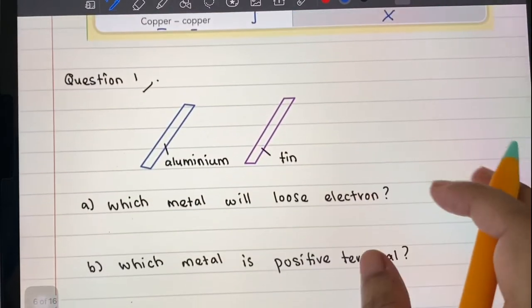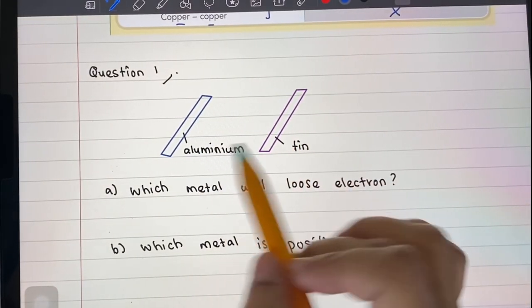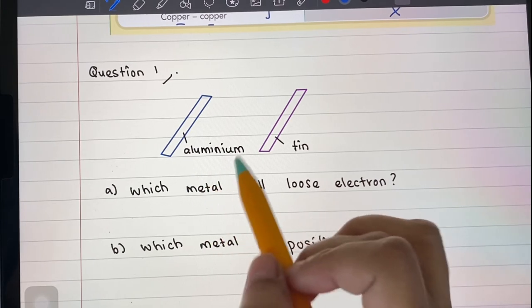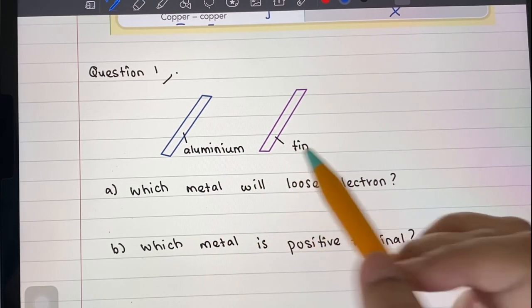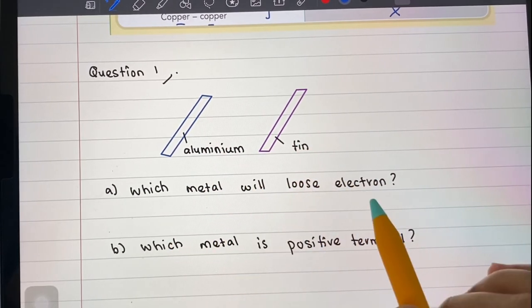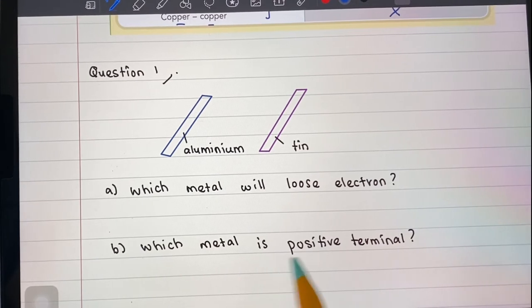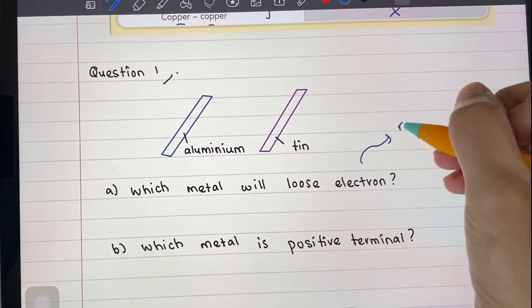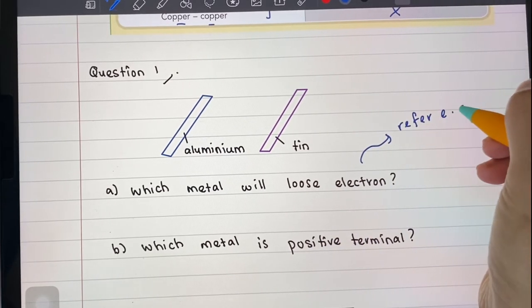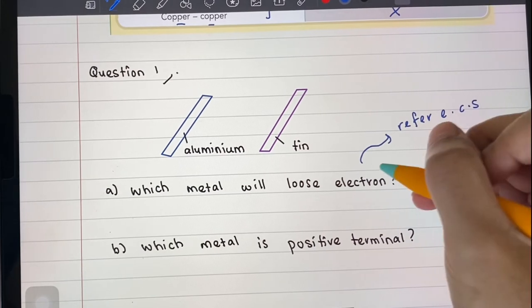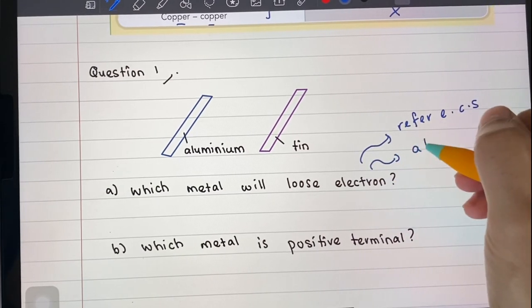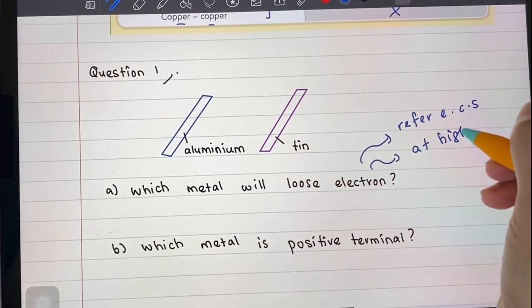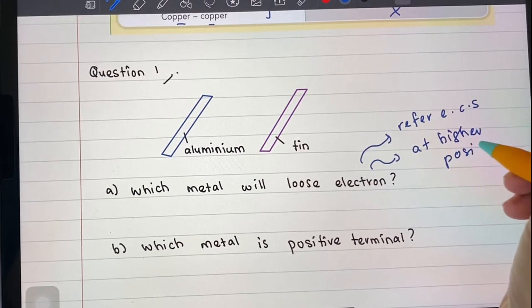Now we go to the first question. I have two different metals, one aluminium and another one tin. Which metal will lose electron and which metal is the positive terminal? So to know which metal will lose electron, we need to refer to our electrochemical series, and it must be at the higher position.